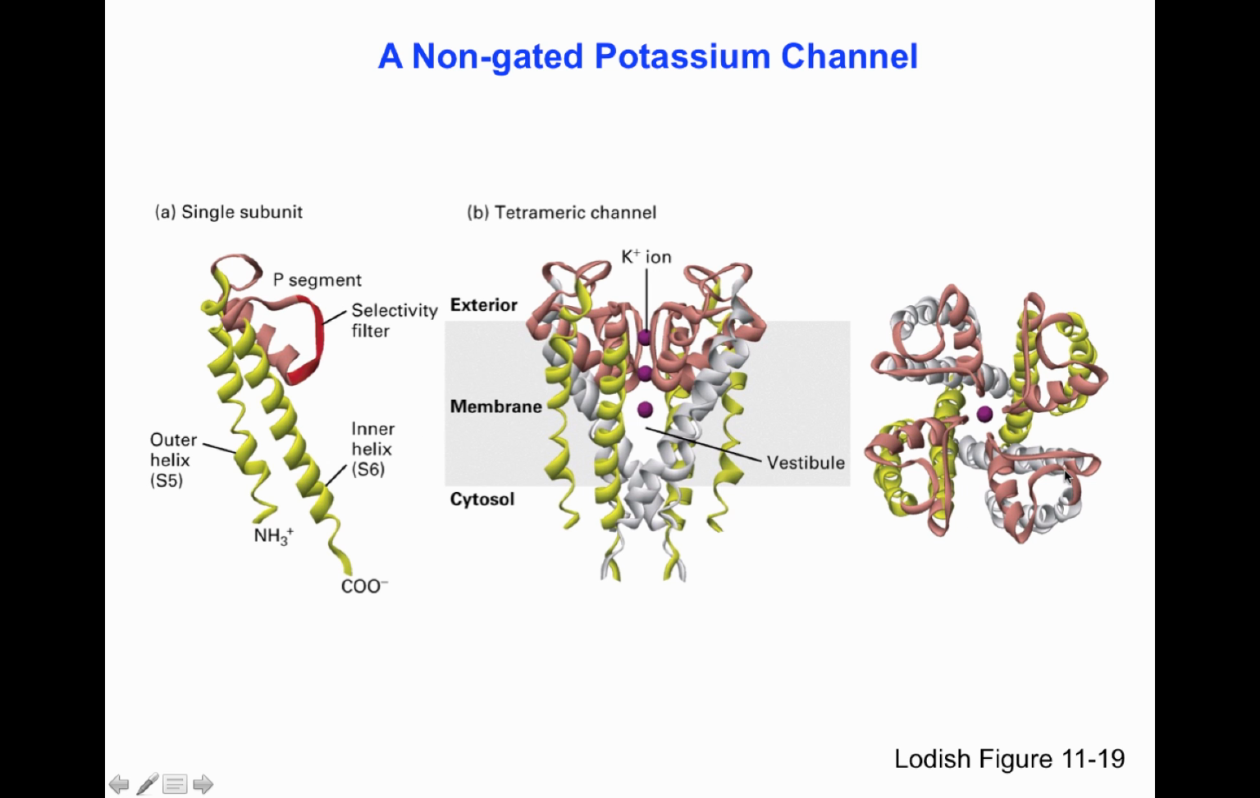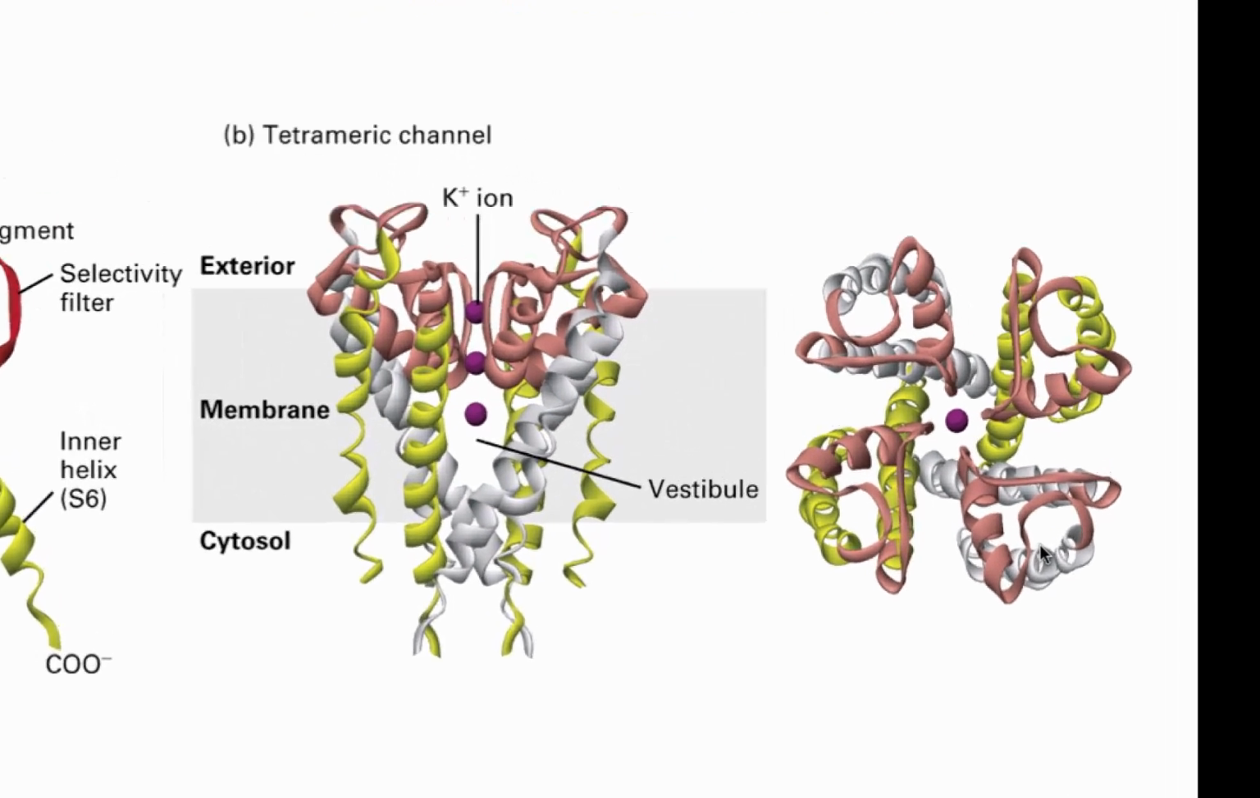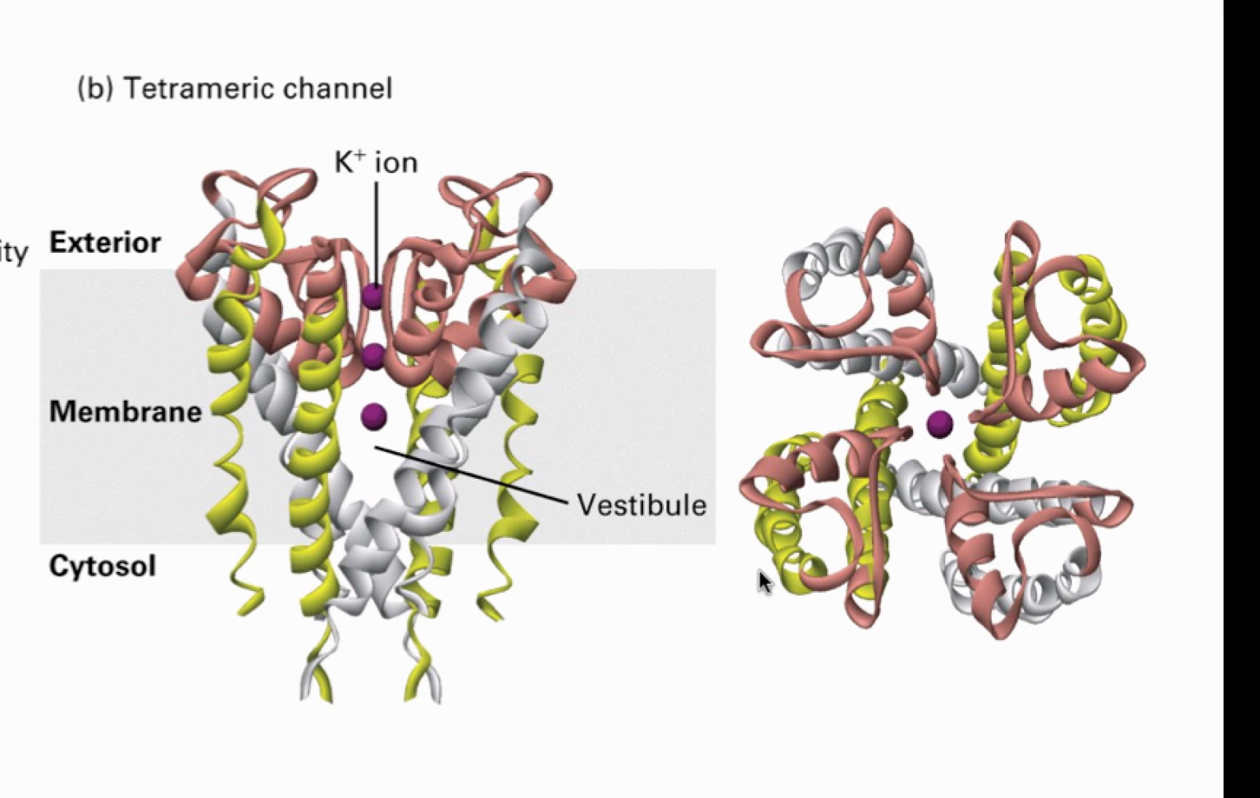Now, when you put them all together and you look at them from the top to the bottom, you can see the 4 different subunits and how the selectivity filters in the tetrameric channel narrow the position where the potassium ion can pass. From the side, you can see that the channel has the vestibule, which is the greater area within the channel, and then the potassium ions have to pass through the selectivity filter, which is composed of the 4 loops, one provided by each of the single units.